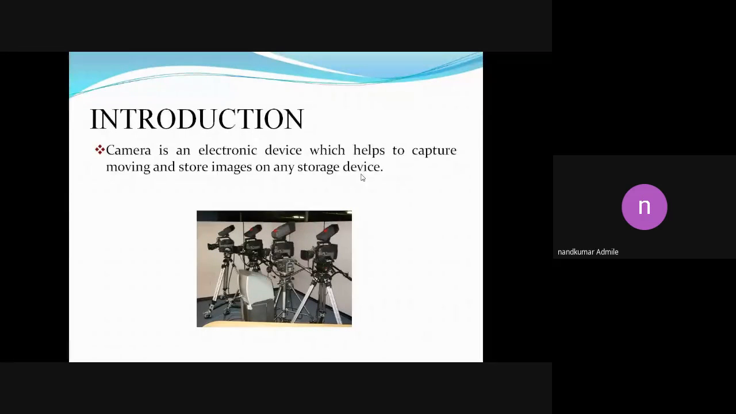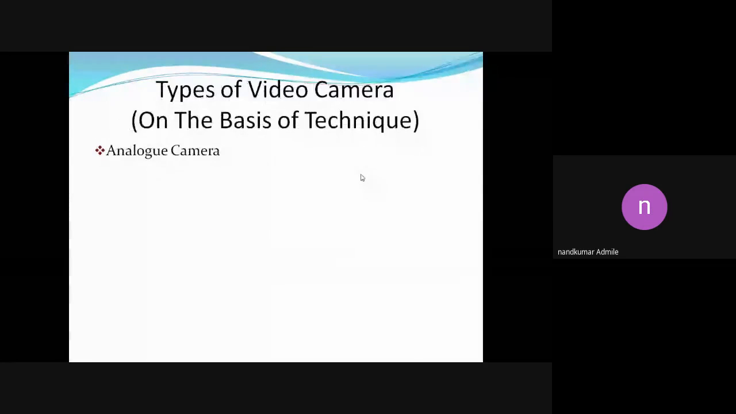Hello. Can anyone define? What is a camera? What is the definition of camera? So we can use our mobile camera. We can use the different types of cameras nowadays. So what is a definition of camera?